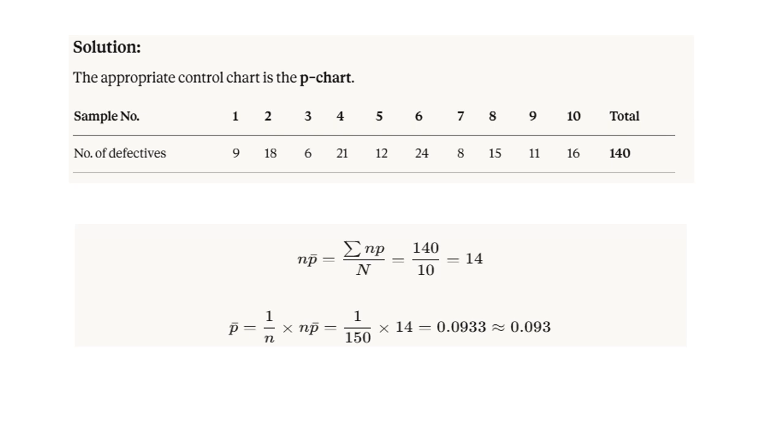According to this question, the appropriate chart is going to be P chart because they have asked us to find the fractional defective. So the total number of defective is going to be 140. From 140, we can calculate the NP value as 14 since it is going to be 140 divided by 10. Therefore, P value is going to be equal to 0.0933. Approximately, we can consider it as 0.093.